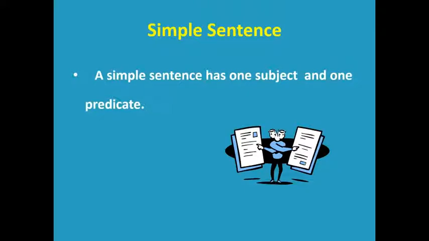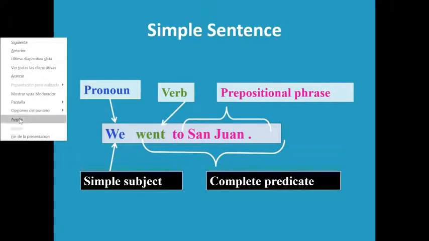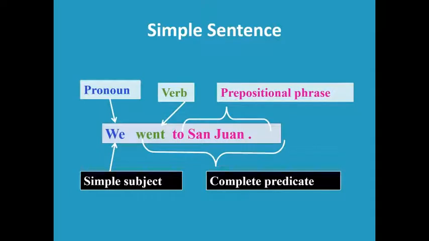The simple sentence has only one clause. What is a clause? It's a full declaratory sentence. It's a full statement. So a simple sentence has only one subject and one predicate. We can have, we went to San Juan. We've got our simple subject over here, we've got our verb or our predicate, and the prepositional phrase, went to San Juan. So this is a simple sentence because it only has one subject and one predicate.